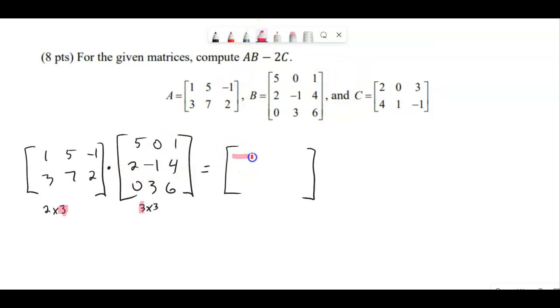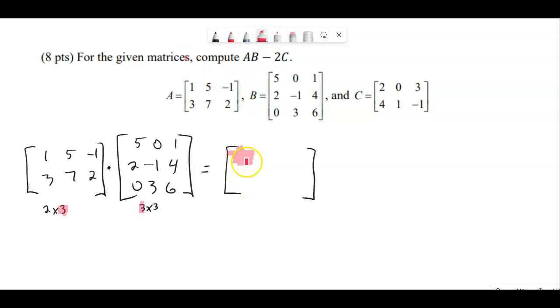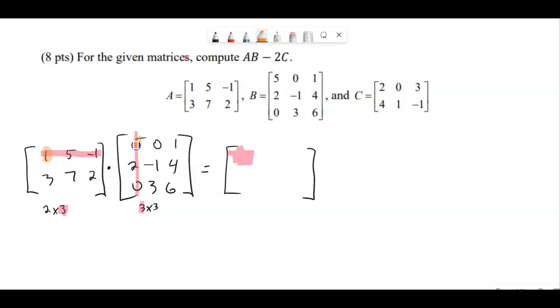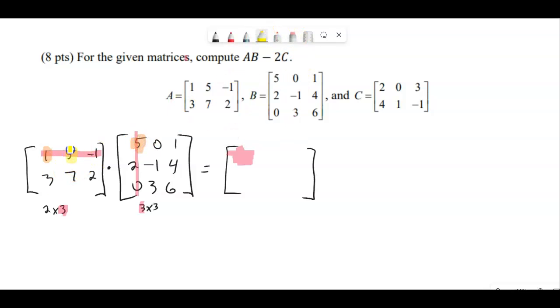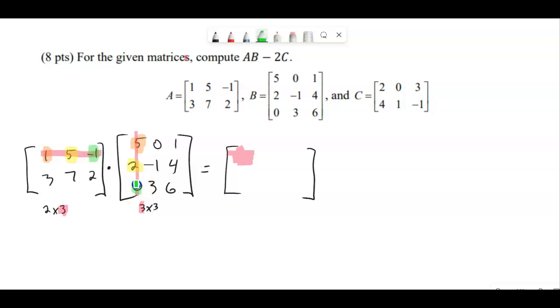Okay, now how we do this. To get this position, I'm going to make that a little bigger. There we go. That position is row 1, column 1. So we would take row 1 times column 1. And this is how we do it. The first times the first, plus the second times the second, plus the third times the third.